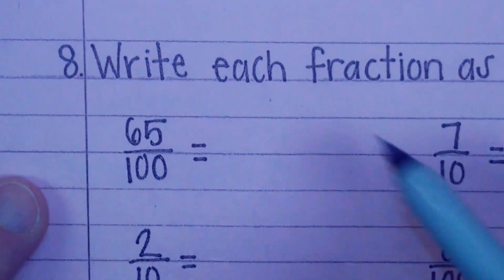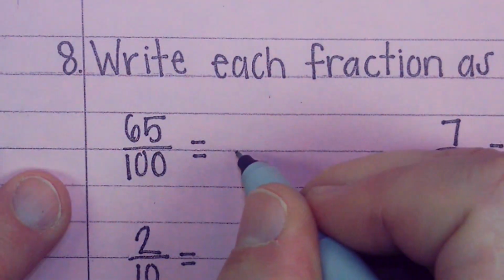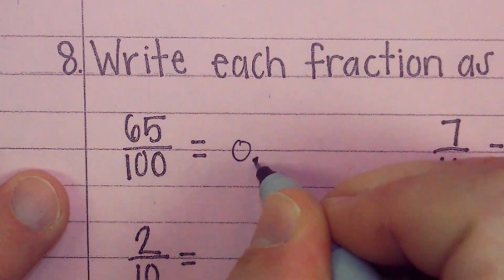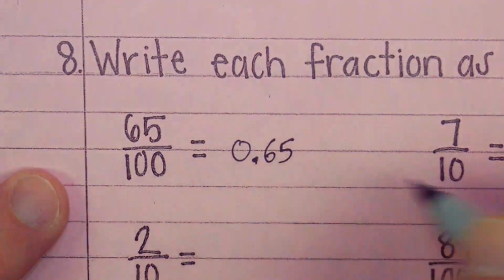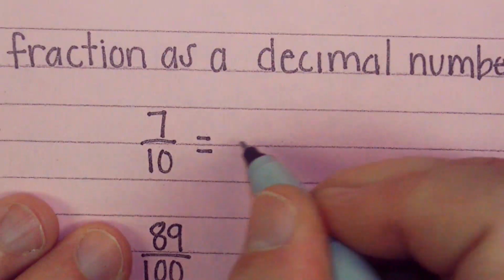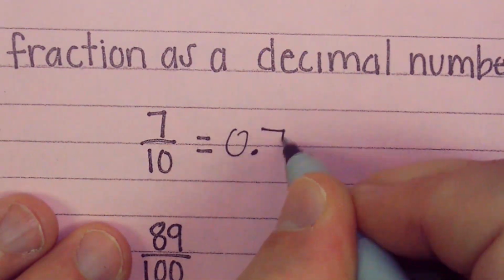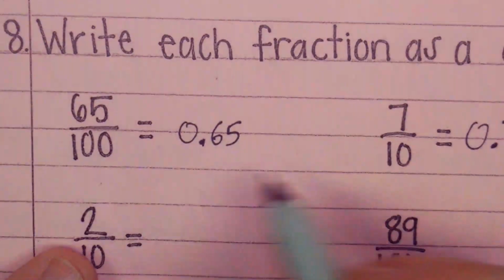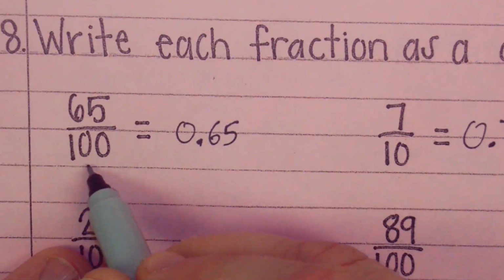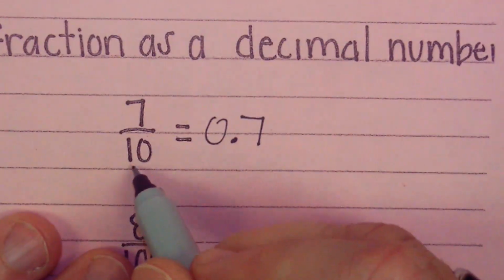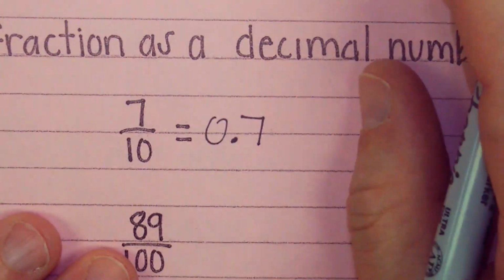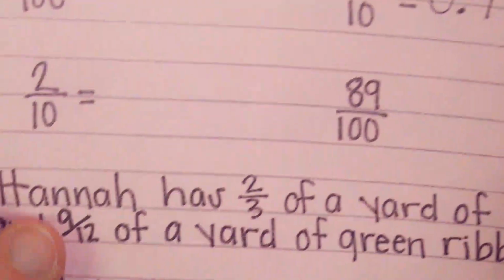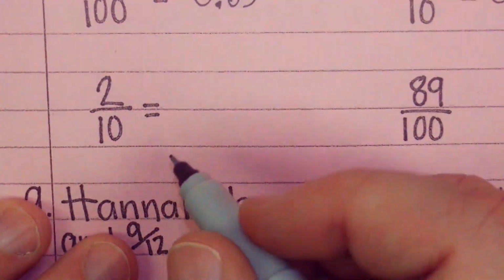All right, let's write each fraction as a decimal number. Whenever you see hundredths, you know you're going to have 2 digits. 0.65. Okay. Ooh, I see tenths. I'm only going to have 1 digit, 0.7. Okay. Because we know that hundredths are the yellow units out of 100, and we know that the tenths are the green strips, which there are 10 per unit, or per mat.